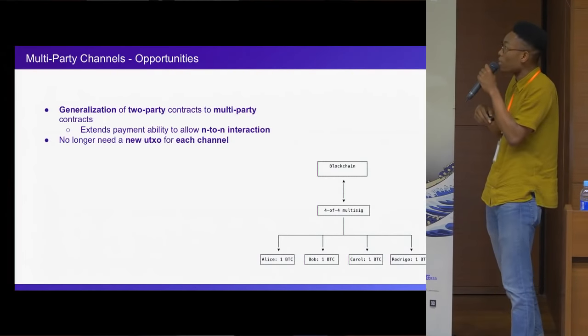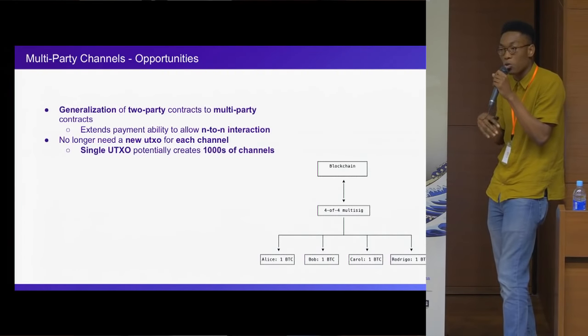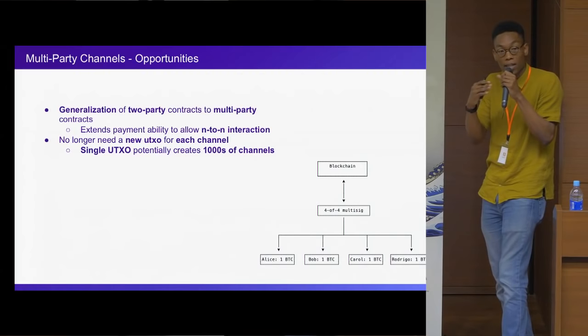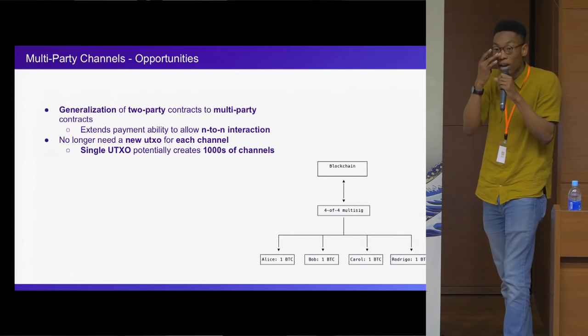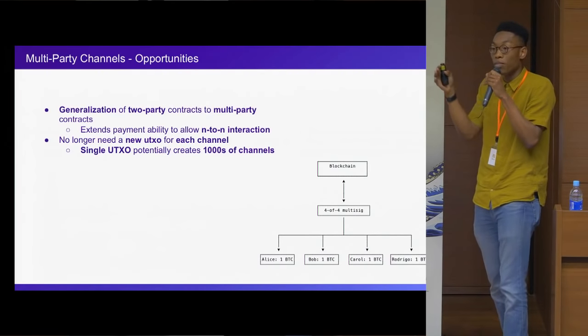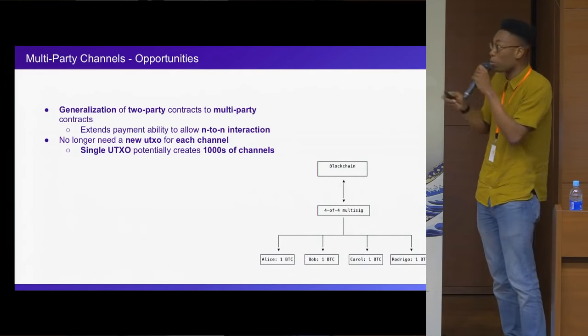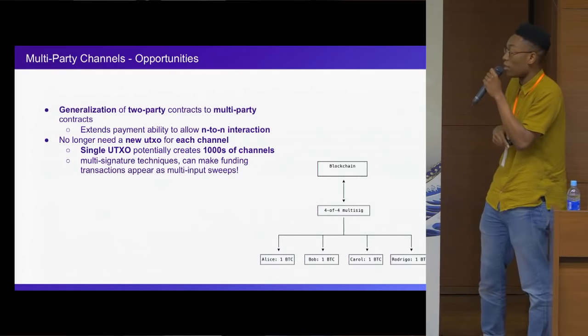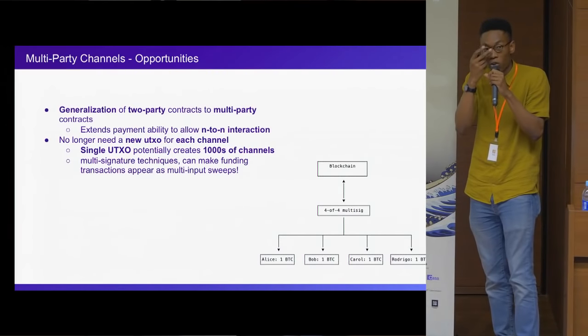And the other cool thing about this is you don't really require a new UTXO for each channel, right? So I can have one UTXO that maybe has 100 participants within it, which is pretty good for scalability, because all of a sudden every single channel doesn't have to have its own UTXO, maybe even collapsing existing channels into one UTXO, as maybe we'll see a little bit later in the presentation.